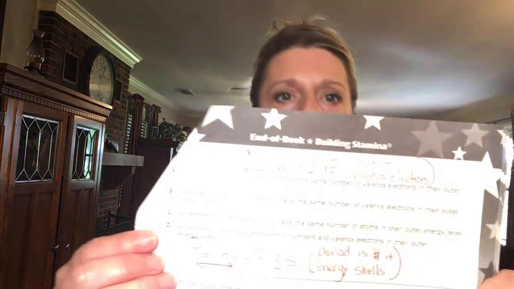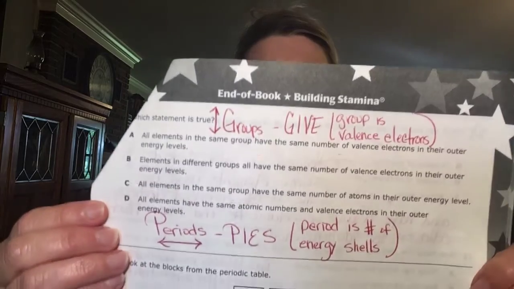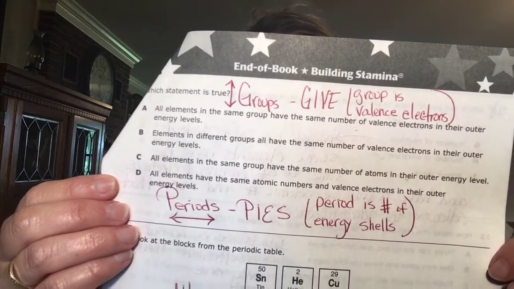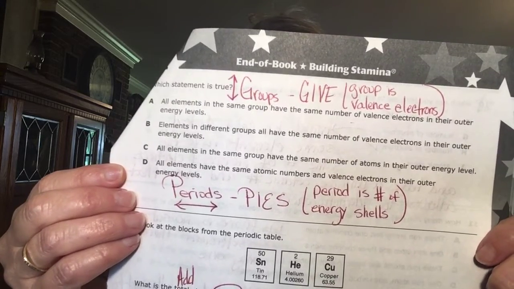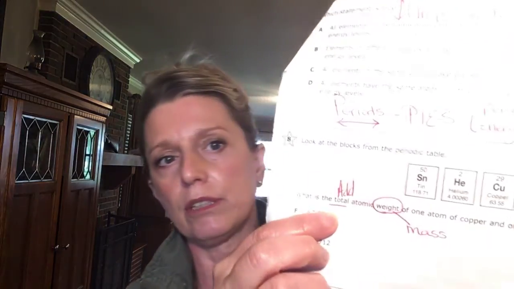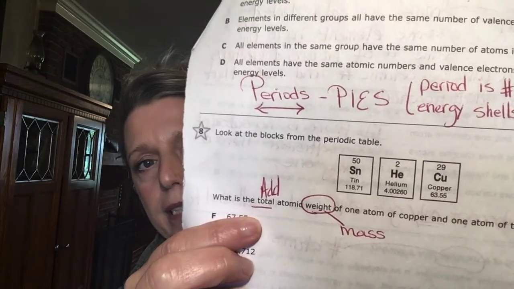Page 327 is asking you about groups and periods. So remember when we learned this earlier, group is valence electrons, and then P for period is energy shell. So make sure you remember the difference between those two. Number 8 is asking you for a total. So remember, if it asks you for a total, you're going to add. That is a simple math question.